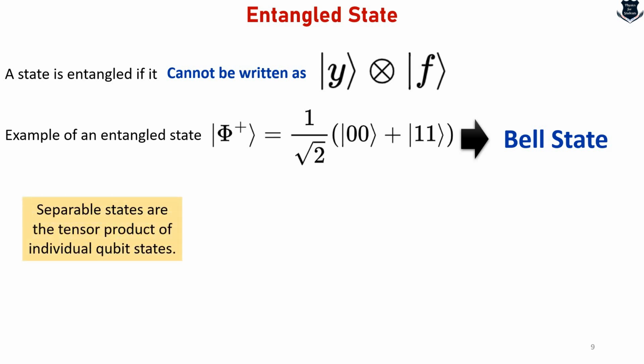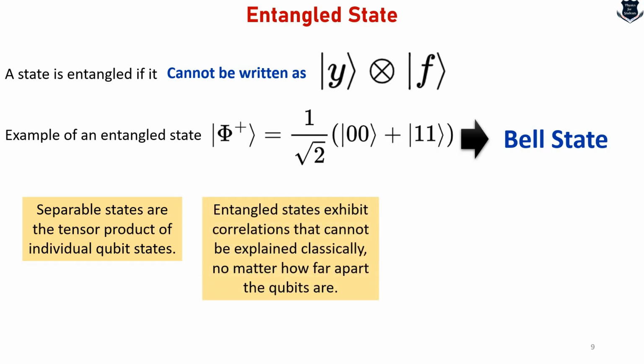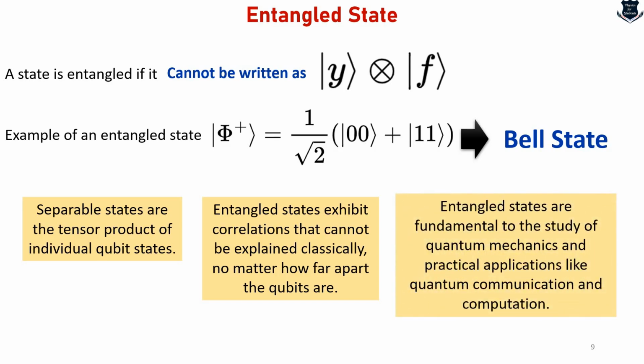Entangled states, first of all, exhibit correlations that cannot be explained classically, whereas separable states are the tensor products of individual qubit states. Second, entangled states are critical in quantum technologies like quantum cryptography, quantum teleportation, and quantum computing. They are fundamental to the study of quantum computation. Because it cannot be explained classically, no matter how far apart the qubits are, scientists are taking this forward. If you have watched my earlier video, I showed how entanglement and superposition are used in quantum computing, and how they enhance speed compared to general computers using the bit system.